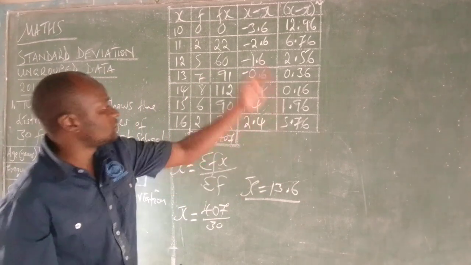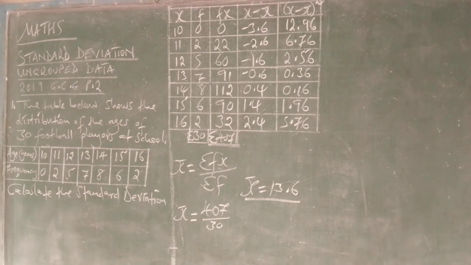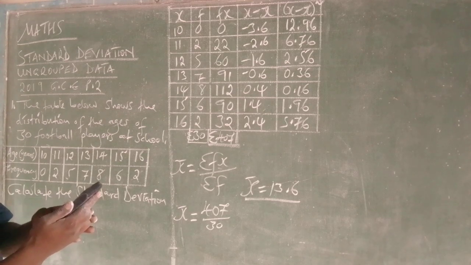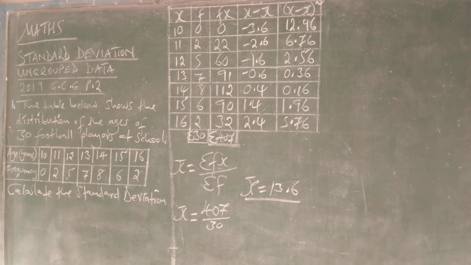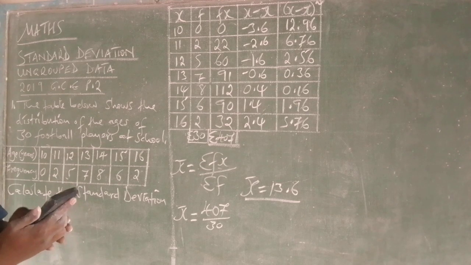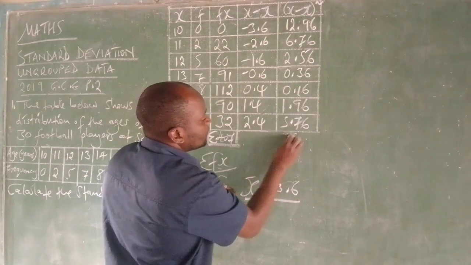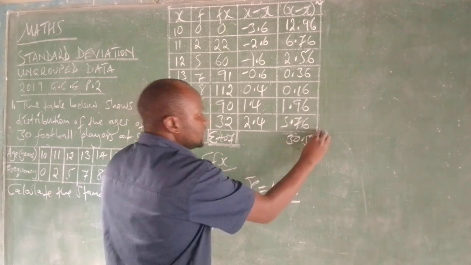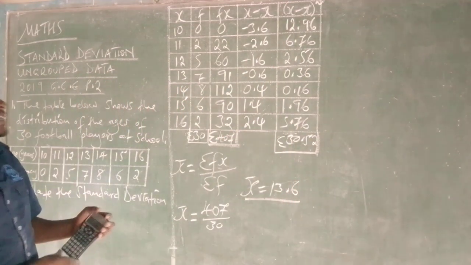So shall we add those figures which we have there? That is 5.76 plus 1.96 plus 0.16 plus 0.36 plus 2.56 plus 6.76 plus 12.96. So we have 30.52. This is the summation of those figures in the last column there.